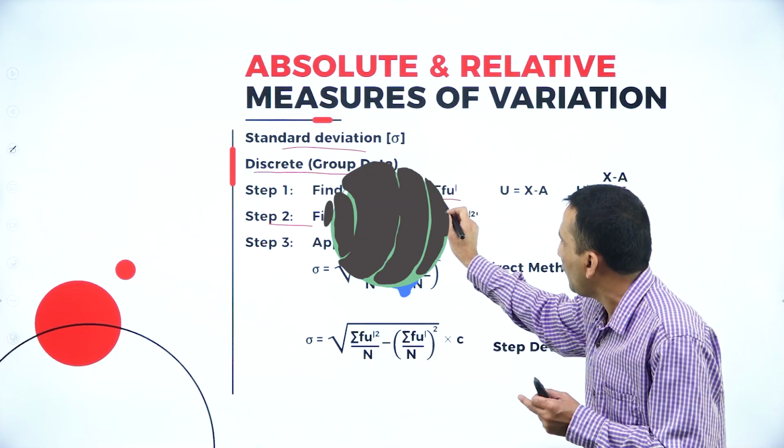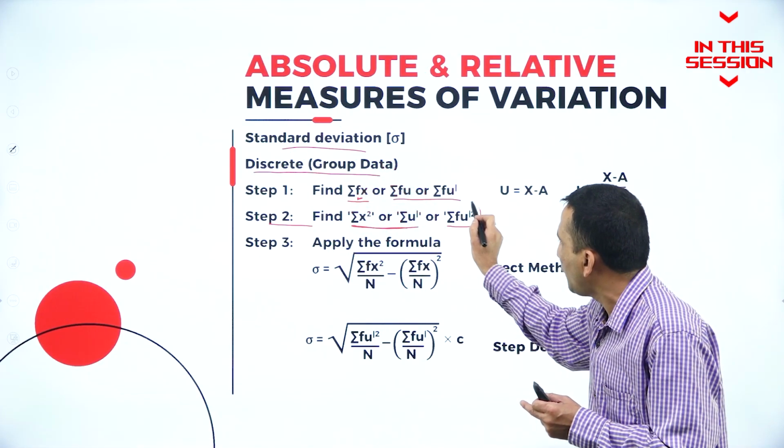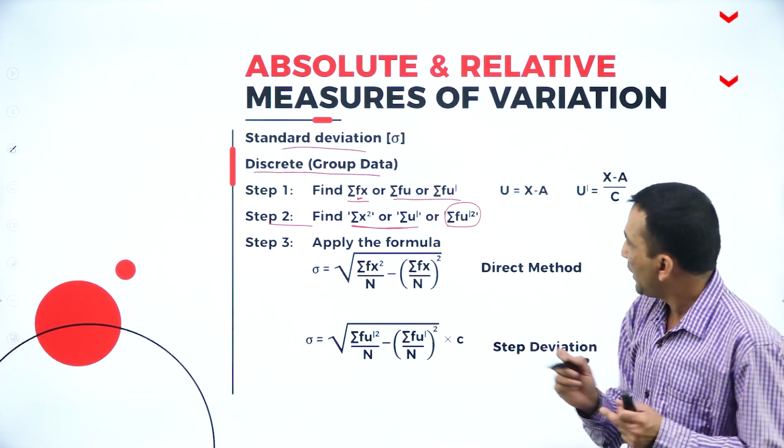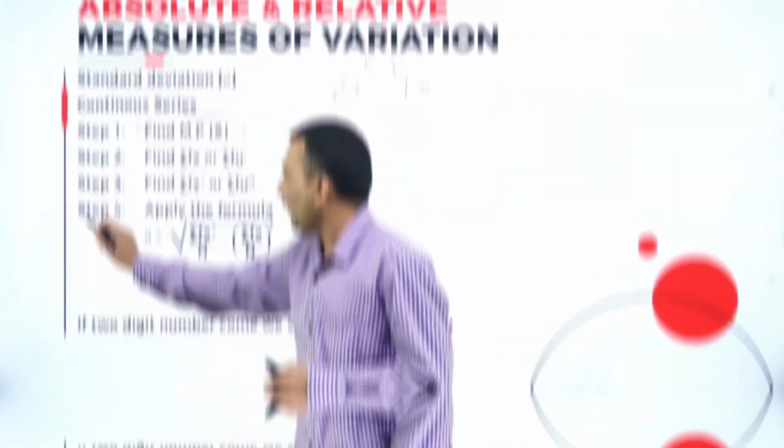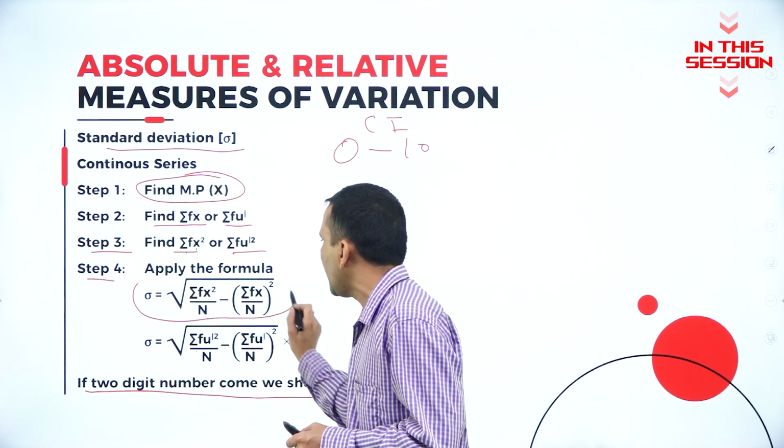When we are taking for u dash, here you need to find out sigma fu dash square, because using this equal distance problem we need to identify. Finally, fourth step, now you can simplify this formula.